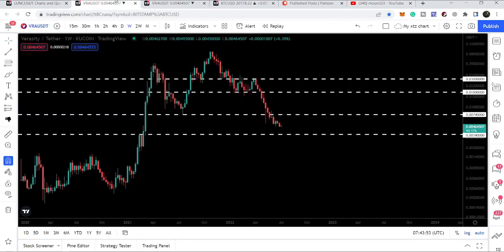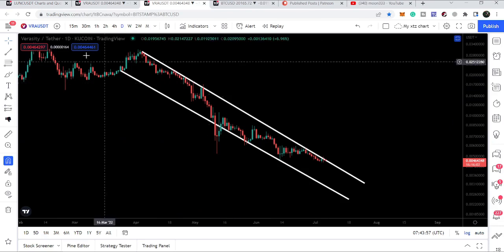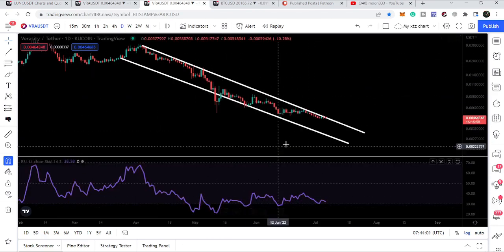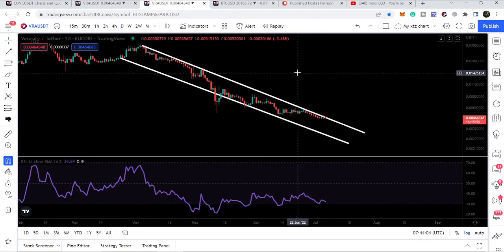In today's video, I want to show you some major support and resistance levels in the long term, and we will also take a look at this long down channel. And I also want to show you a bullish divergence that has appeared on the daily time frame chart.